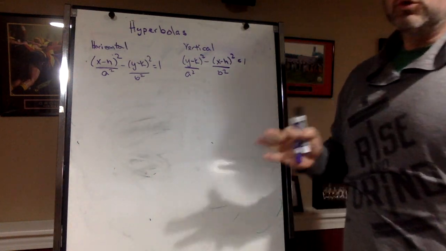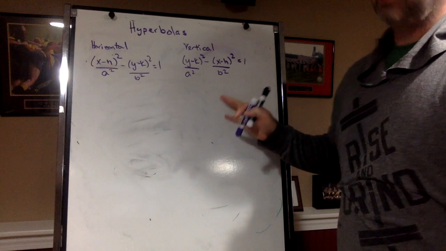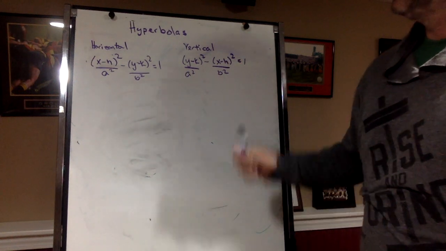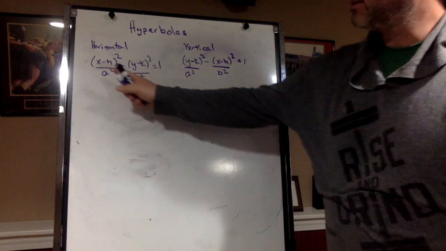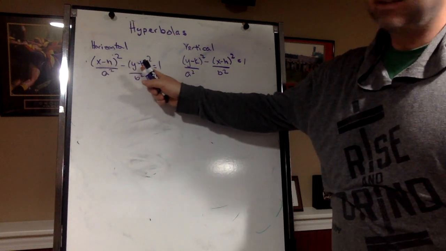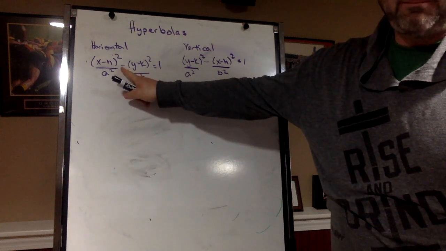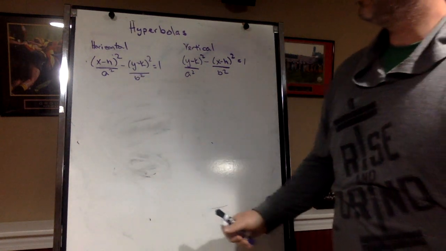Okay, so we have two types of hyperbolas, and we're not even going to talk about the shapes till we really graph them. But here's the two basic equations. Just like ellipses and circles, x minus h, y minus k, they're both involved, HK being your center, but this time we have a minus. And it does matter which one goes first.